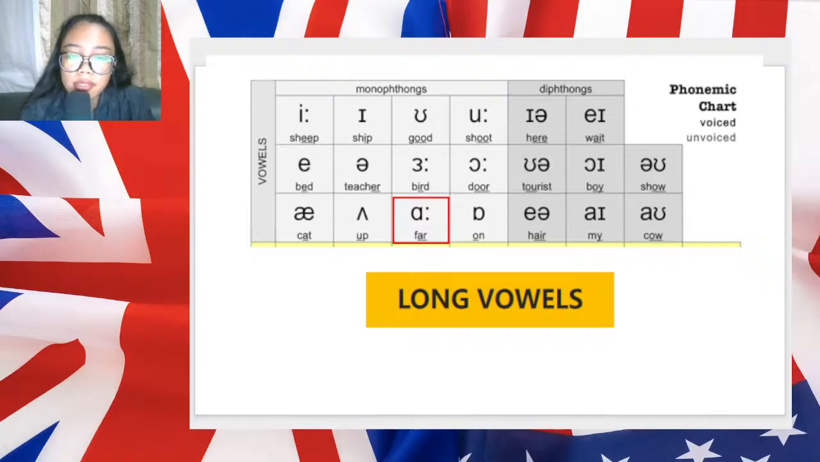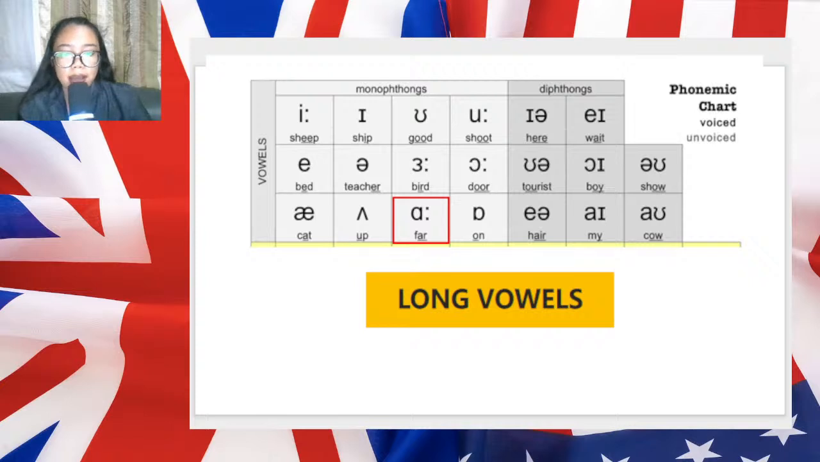Now, how to produce this sound? Your mouth position: your mouth is very wide open, like you're at the dentist or saying so, and your lips are not rounded. For the tongue position, your tongue is very low and flat in your mouth, especially the back part. And of course, the feel: it's a very open, sustained sound. So think of the sound you make when you sigh, for example, like, ah.